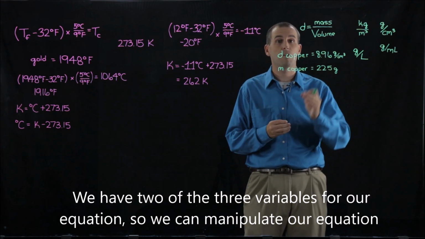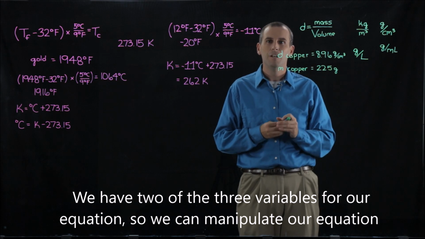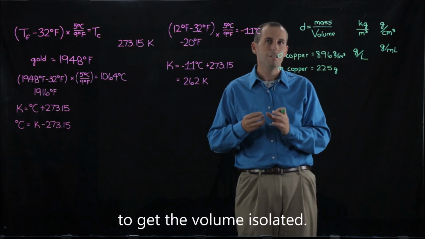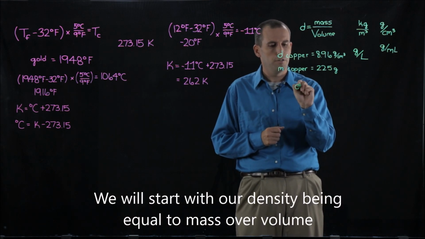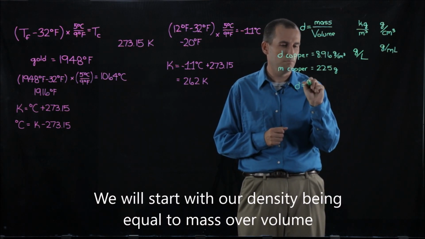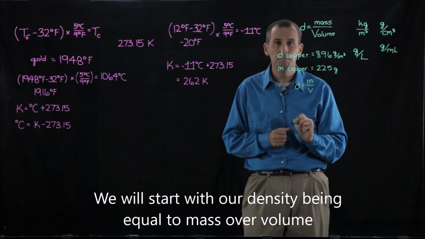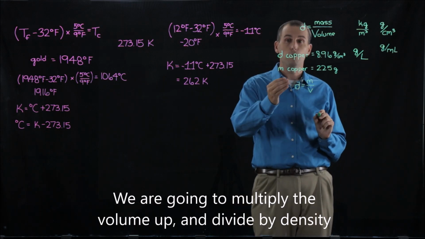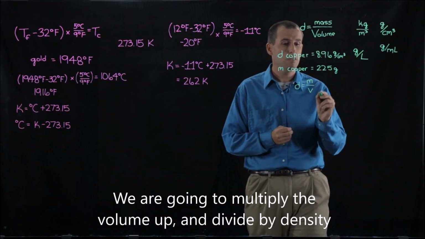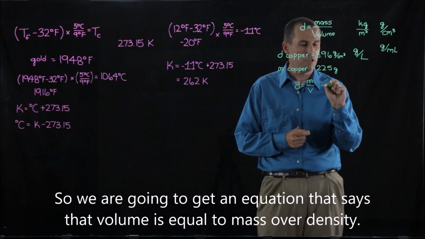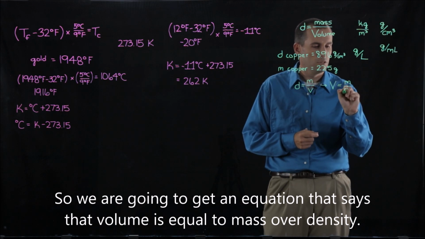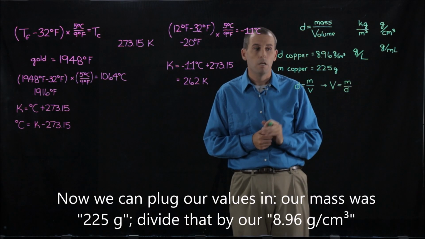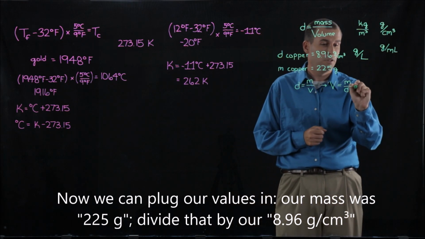We have 2 of our 3 variables for our equation, so we can manipulate the equation to get the volume isolated. We will start with density equal to mass over volume. We're going to multiply the volume up and divide by density so that we get an equation that says volume is equal to mass over density. Now we can plug our values in.